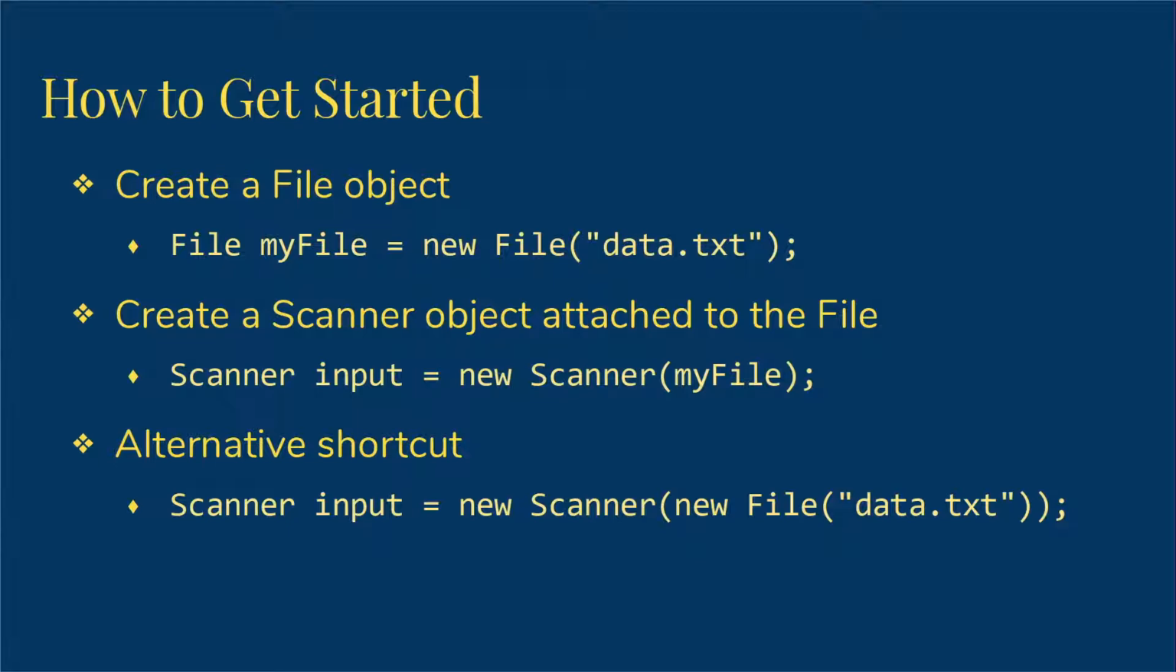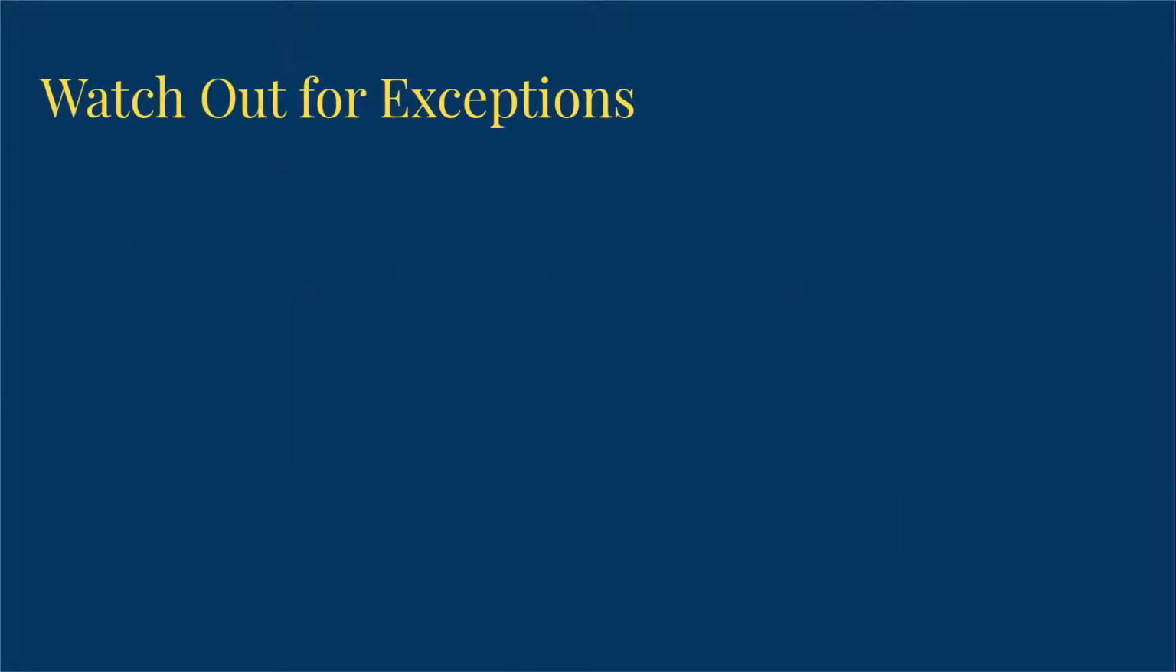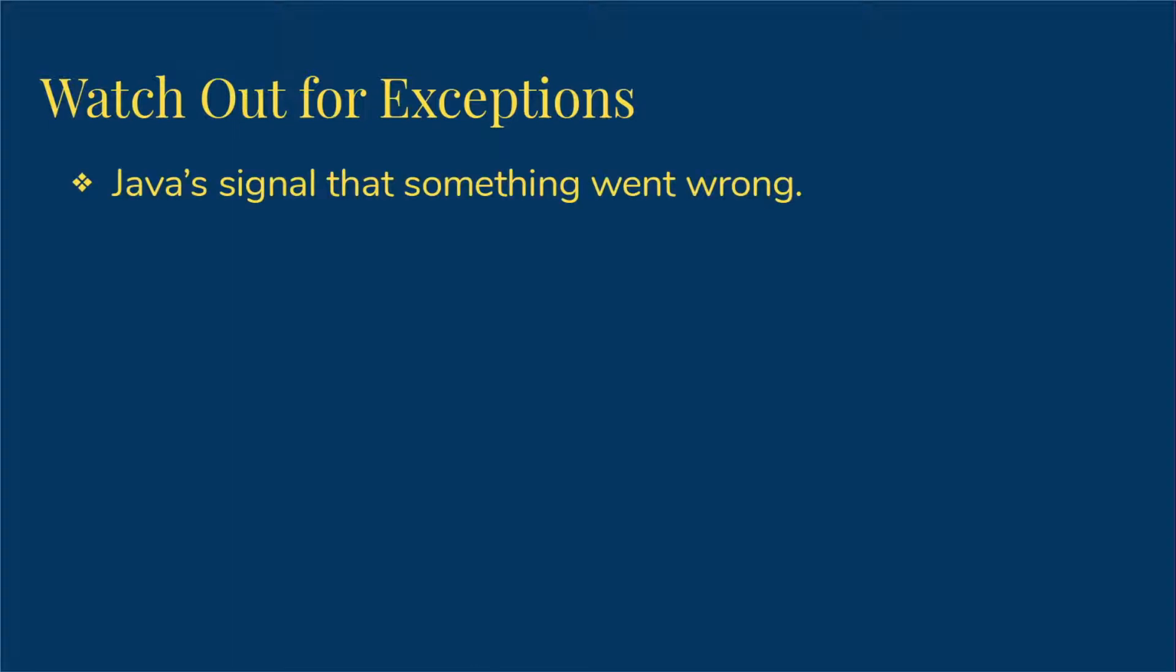but we often don't need one. The tricky piece here is that we have to be prepared for exceptions. We'll go into more detail on this in a later video, but for right now, think of an exception as Java's way of telling the program that something has gone wrong.